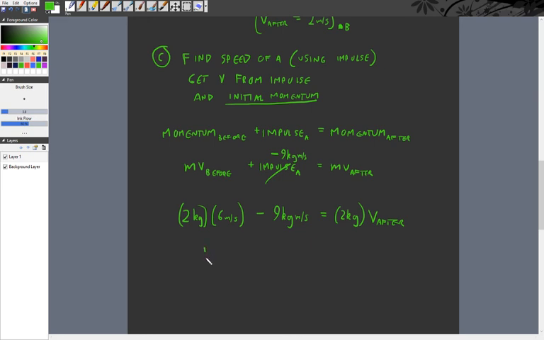So 2 times 6, that's going to be the initial momentum, 12 kilogram meters per second, minus the 9. That's going to be equal to the 2 times v after. 12 minus 9 is just going to be 3 kilogram meters per second. That's equal to 2 times v after. So conceptually speaking, this is the final momentum of block A. And it's positive 3. It doesn't come out to be a negative. So we know it's going to be moving to the right already.